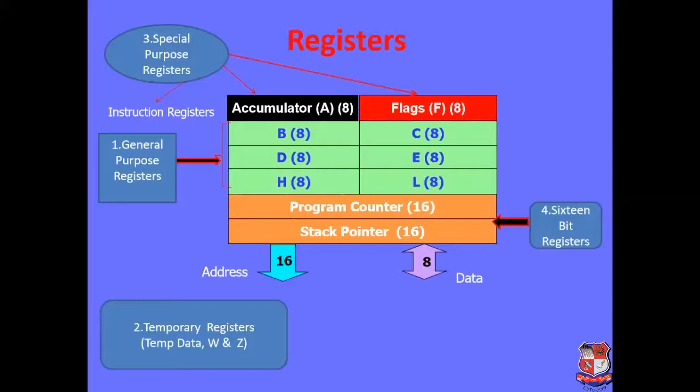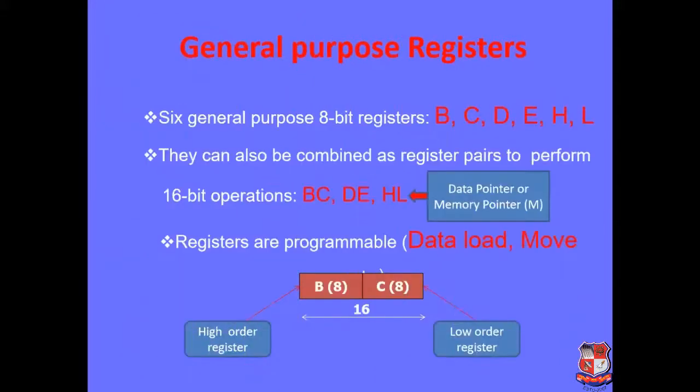Flag register. It is an 8-bit register in which 5 of the bits carry significant information in form of flags: sign flag, zero flag, auxiliary carry flag, parity flag, carry flag. The program counter indicates the address of next instruction to be executed in a program sequence, whereas stack pointer indicates the most recent stack entry. As we discussed, these are the points.